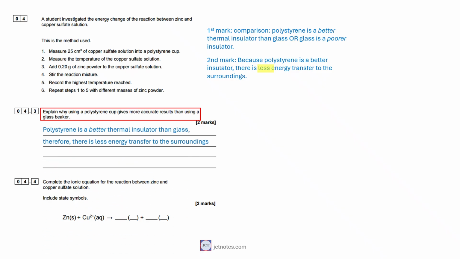Now, let's look at question 4.4. We need to complete the ionic equation for the reaction between zinc and copper sulfate solution, including the state symbols. This is another 2-mark question.